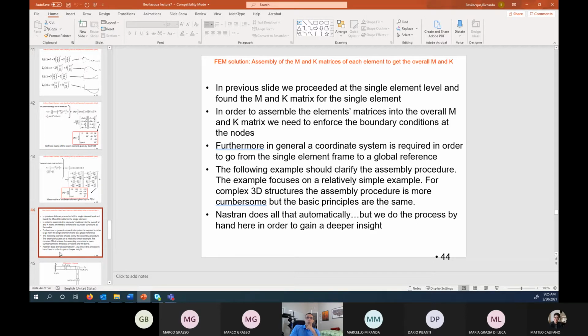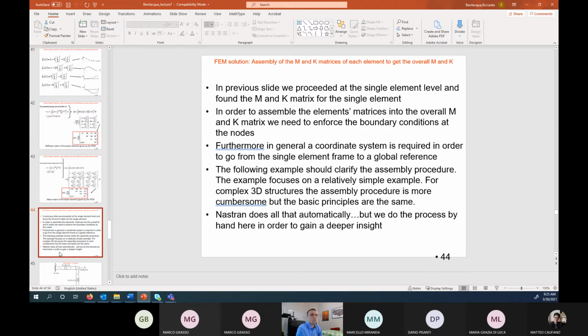In addition, a coordinate system is required to go from the single element frame to a global reference. And so we have an example next that hopefully will clarify the process. It's a pretty simple example. Now, the bottom line is that no one does this by hand, okay? Nastran, SolidWorks, the software does this.